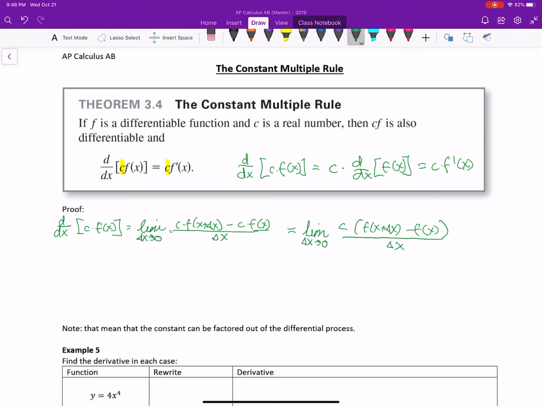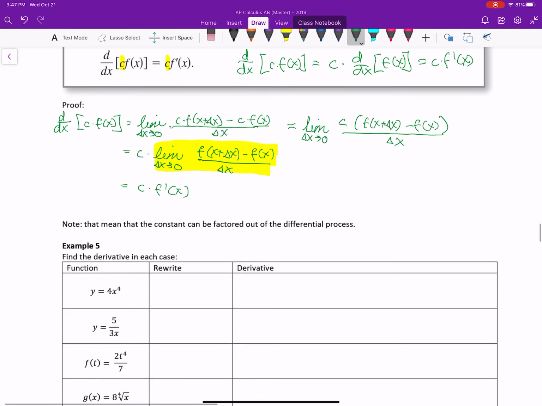And then that is a constant multiplier in a limit. We can pull that out. We did the proof for that earlier when we did the properties of limits, or I showed you why that works. So I'm going to pull the c out. Then the limit as delta x approaches 0 of f of x plus delta x minus f of x all over delta x. Well, that right here that I'm highlighting in yellow is the definition of the derivative. So that means I can rewrite that as c times f prime of x. That's the constant multiplier rule.